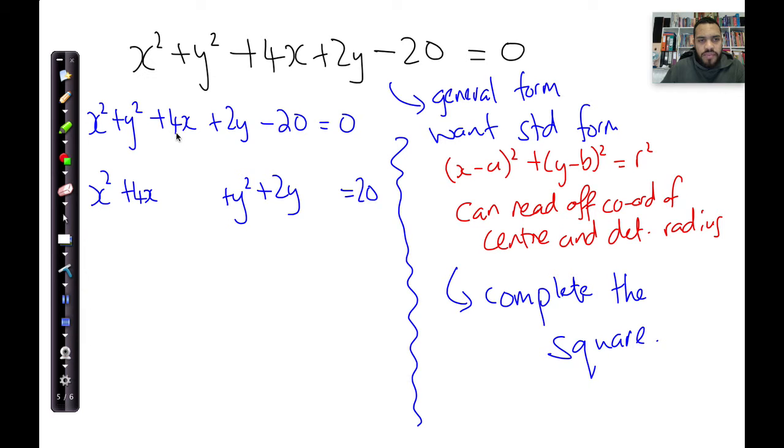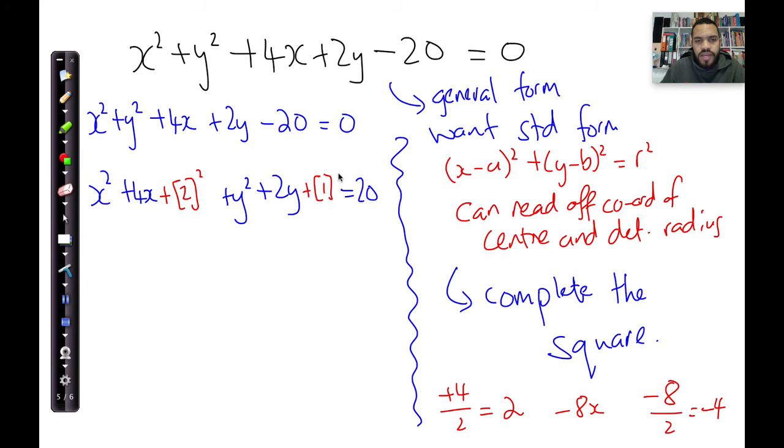So what do I do now? Well, I look at the coefficient of the linear term. This is a linear term because x is raised to the power of 1, 4x, and I halve it. So half of 4 is 4 divided by 2, which is positive 2. If the term was minus 8x, then half of minus 8 is minus 4. So I'm going to add half the coefficient of the linear term, squared. Half of that is 2, and I'm going to square it. And half of the linear term here is 1, and I'm going to square that.